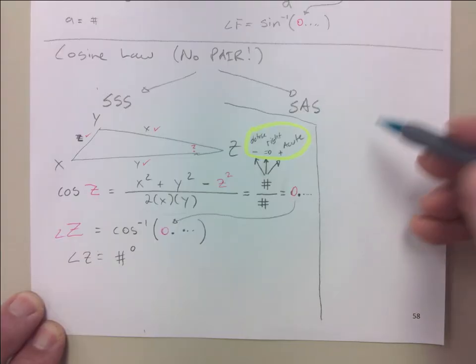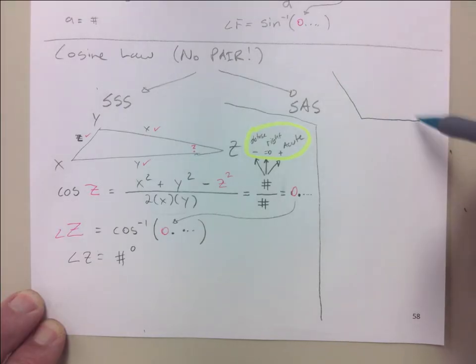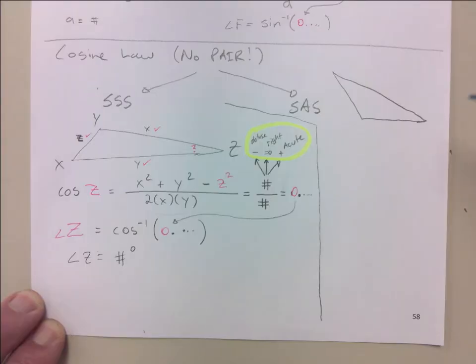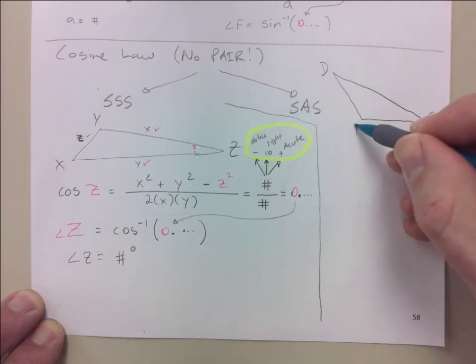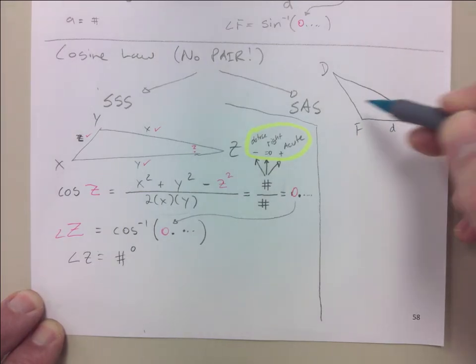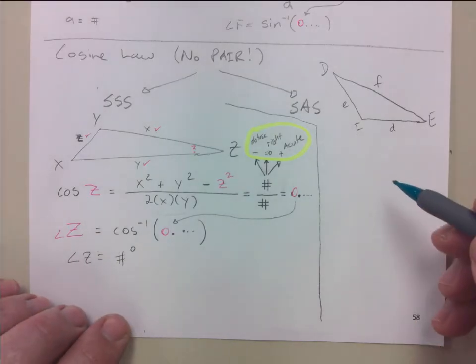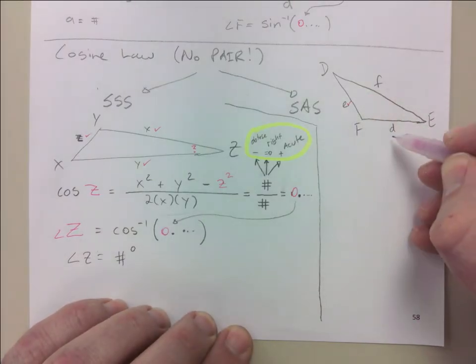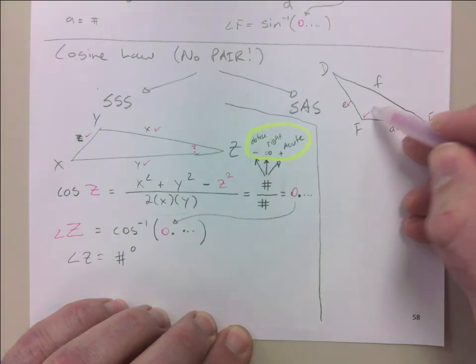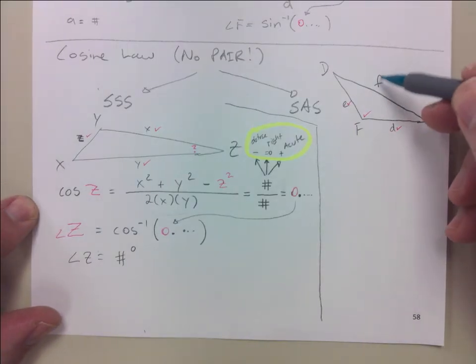Okay, and then SAS, I'll give you a scenario here. I'm using DEF, so I'm starting at the top and then I'm just going around. Side D, side E, side F. Okay. The SAS would be you're given the E, you're given D, and you know what F is. In that case, the only thing you can solve for is side F, right?